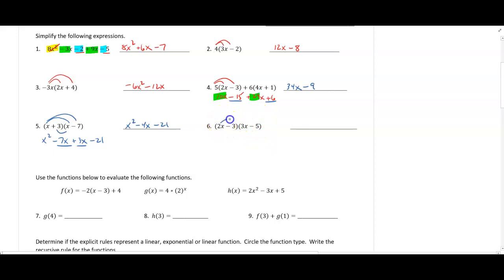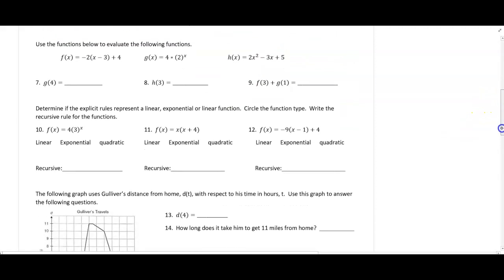The last example here, 2x times 3x is 6x squared, minus 10x minus 3x plus 15. And when we combine these two middle terms, we get 6x squared minus 13x plus 15. So when you simplify expressions, you're basically looking to distribute, combine like terms, and you are done.